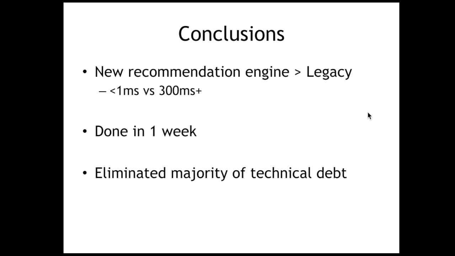So the conclusions are, how does the new recommendation actually compare to the legacy? Well, we can now do graph traversals and actually generate these recommendations in less than 1 millisecond compared to the 300 milliseconds we had before. So we had 2 orders of magnitude increase in efficiency and speed, which is awesome.